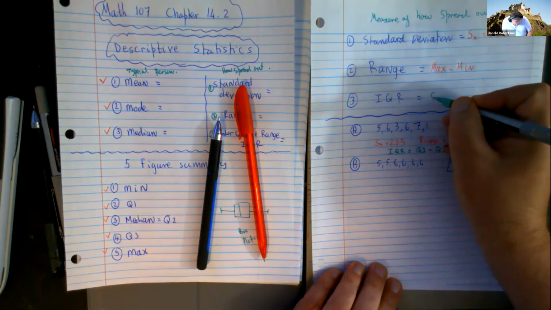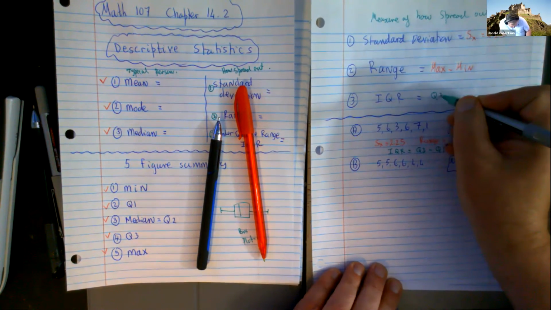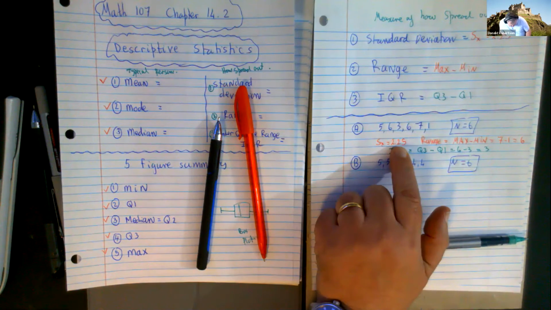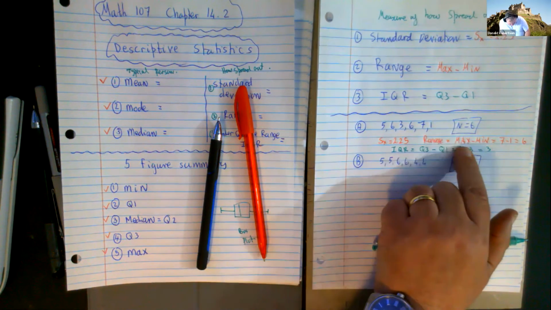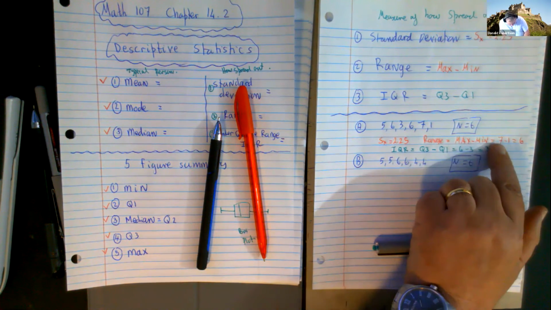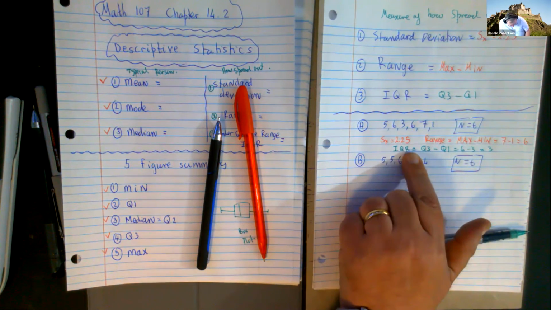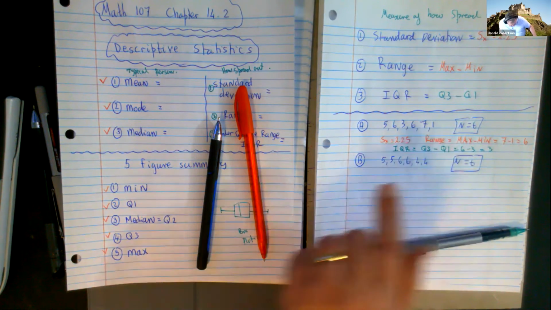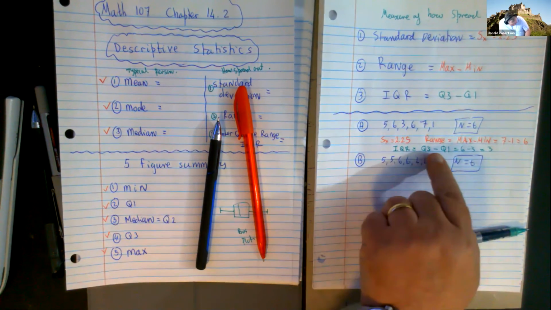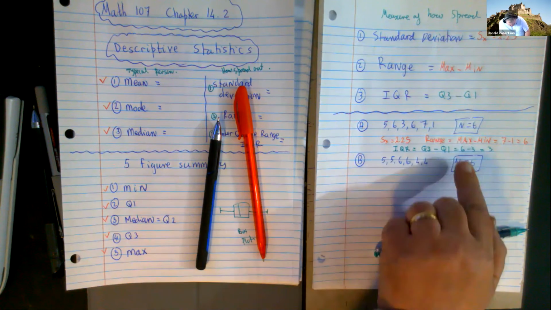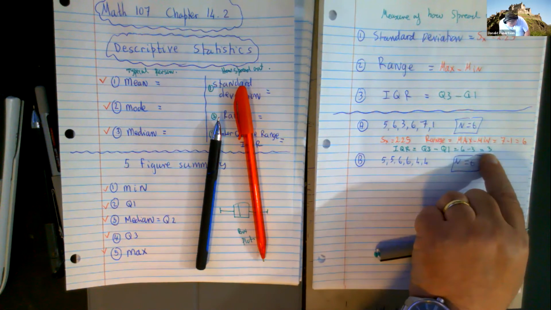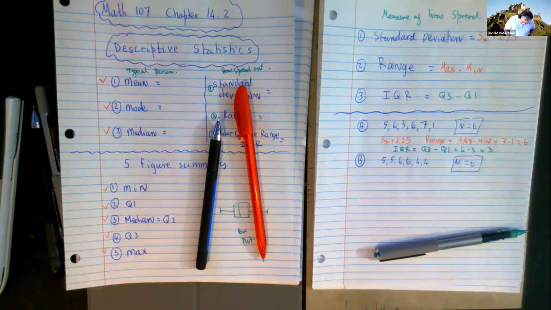IQR. The standard deviation is Sx. That was 2.25. The range was the biggest, max take away the minimum: 7 take away 1. In this case, it was 6. And the interquartile range is Q3, remember this guy here, take away Q1. In this question, that was 6 take away 3. So the answer was 3. So standard deviation, range, and interquartile range.